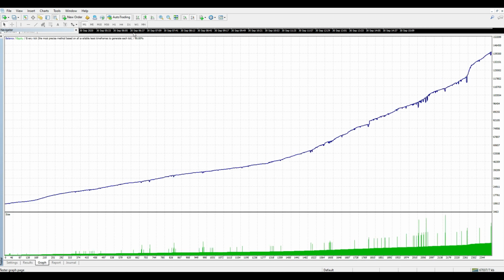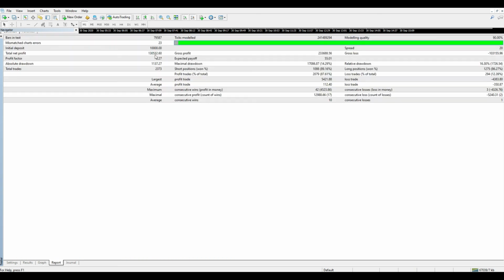So, okay, this just finished, 90% modeling quality. Obviously it didn't make as much money as mode 2 did. Mode 2 made a lot more than twice as much, but of course there's compounding to be considered. 16.3% max drawdown, so we're relatively close to the 20% limit, but still a margin of safety.